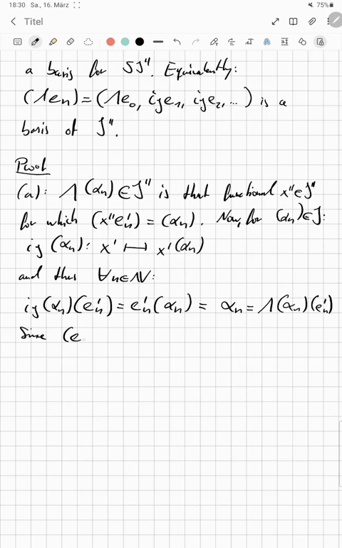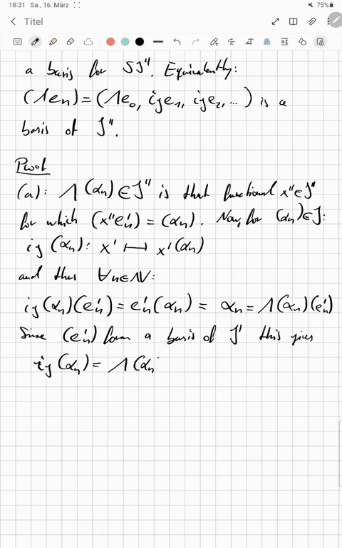And since these coordinate functionals form a basis of j dash, because en is a shrinking basis and this is equivalent, this gives that ij of alpha n is lambda of alpha n. It's just the same functional.